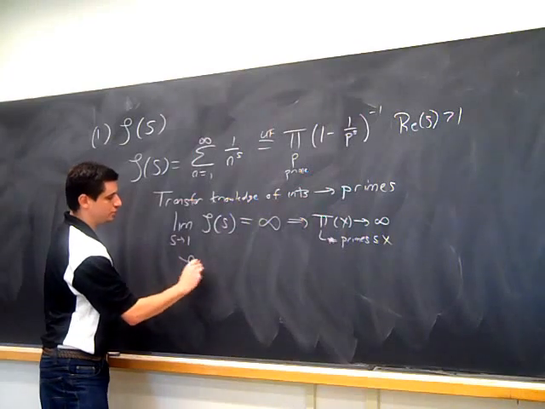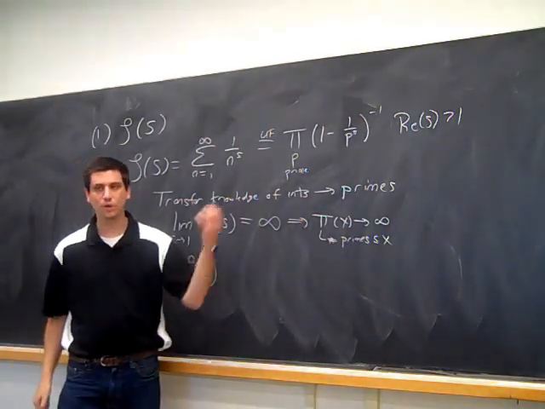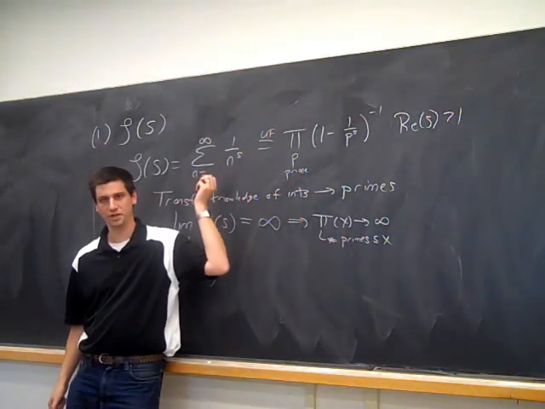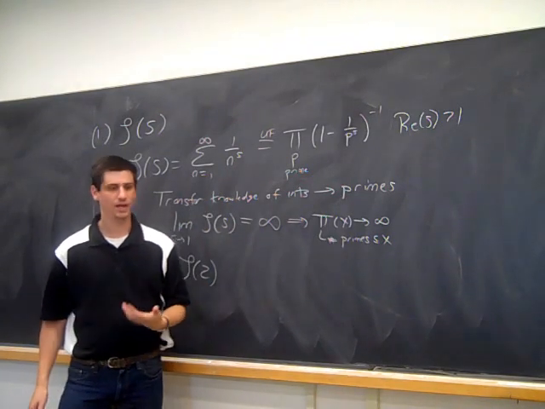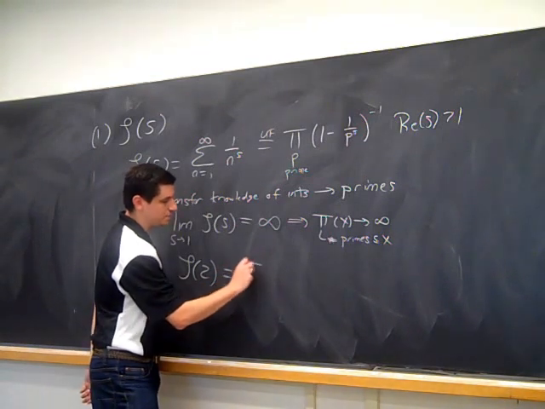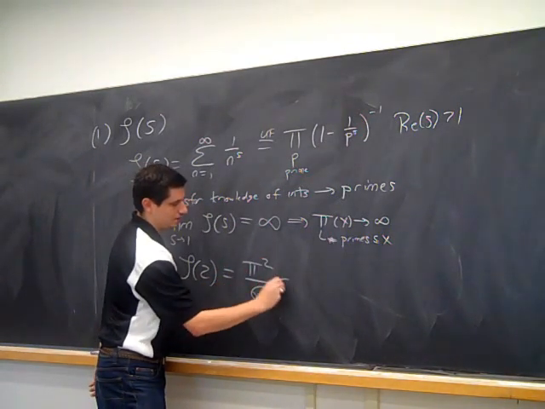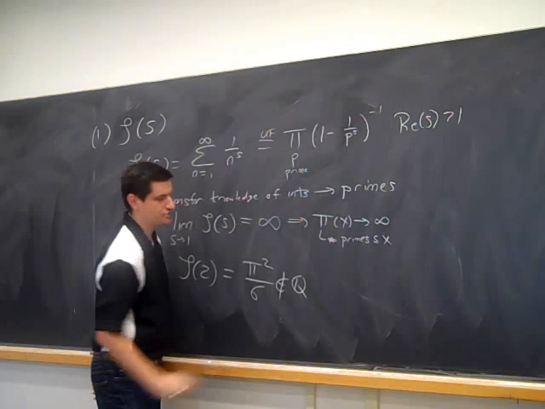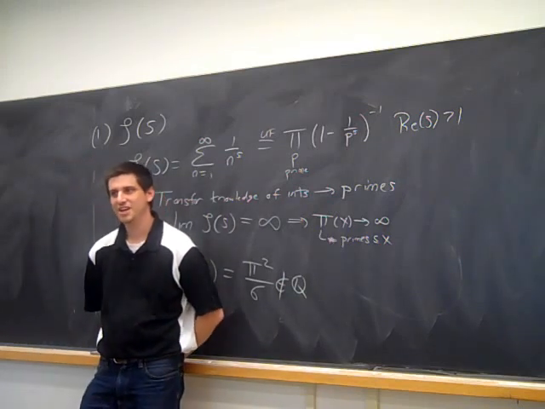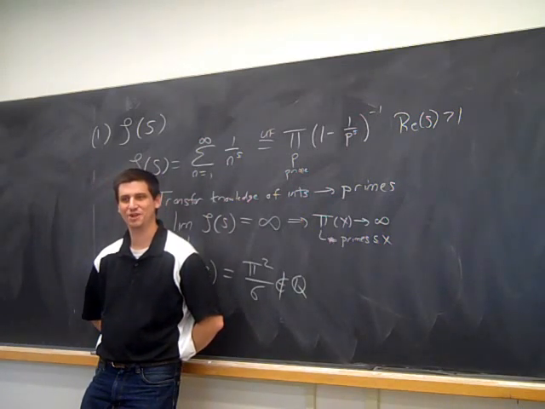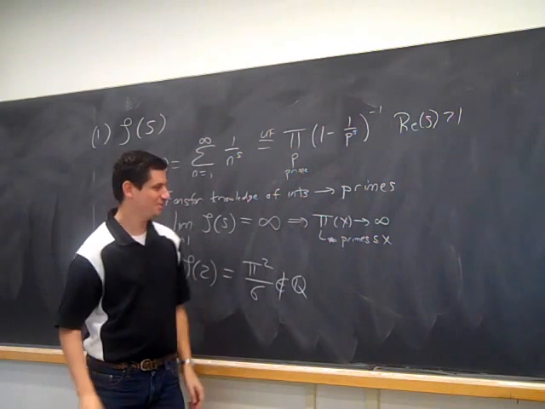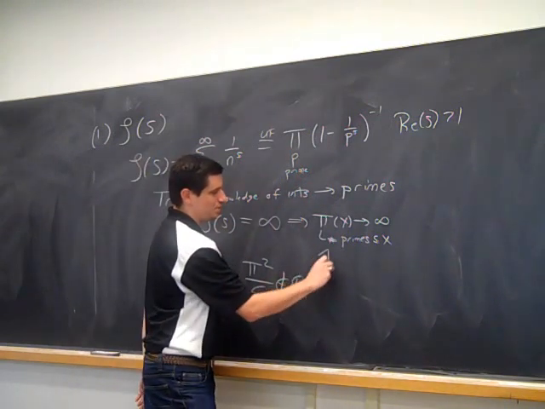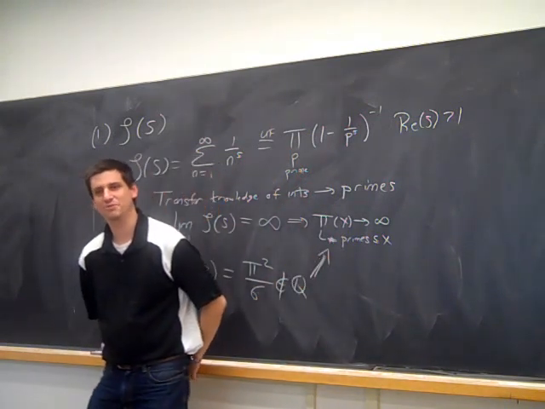You could look at zeta of 2. There are many different ways to calculate the sum of 1 over n squared. Some of my favorite ones involve Fourier analysis, which we'll talk about later. The calculation you get is this is pi squared over 6. And this is an irrational number. This also implies that there are infinitely many primes. Why? If there were only finitely many primes, if I just take s equals 2, I get a rational number. So this also implies that there are infinitely many primes.